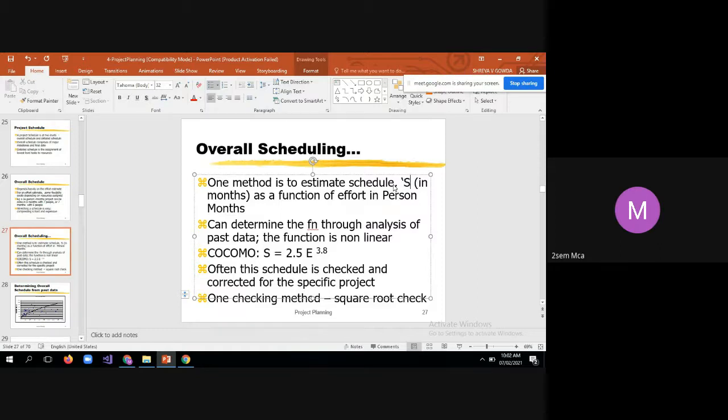One method is to estimate schedule S as a function of effort in person months. We can determine the function through analysis of past data. The function is nonlinear. S is equal to what?